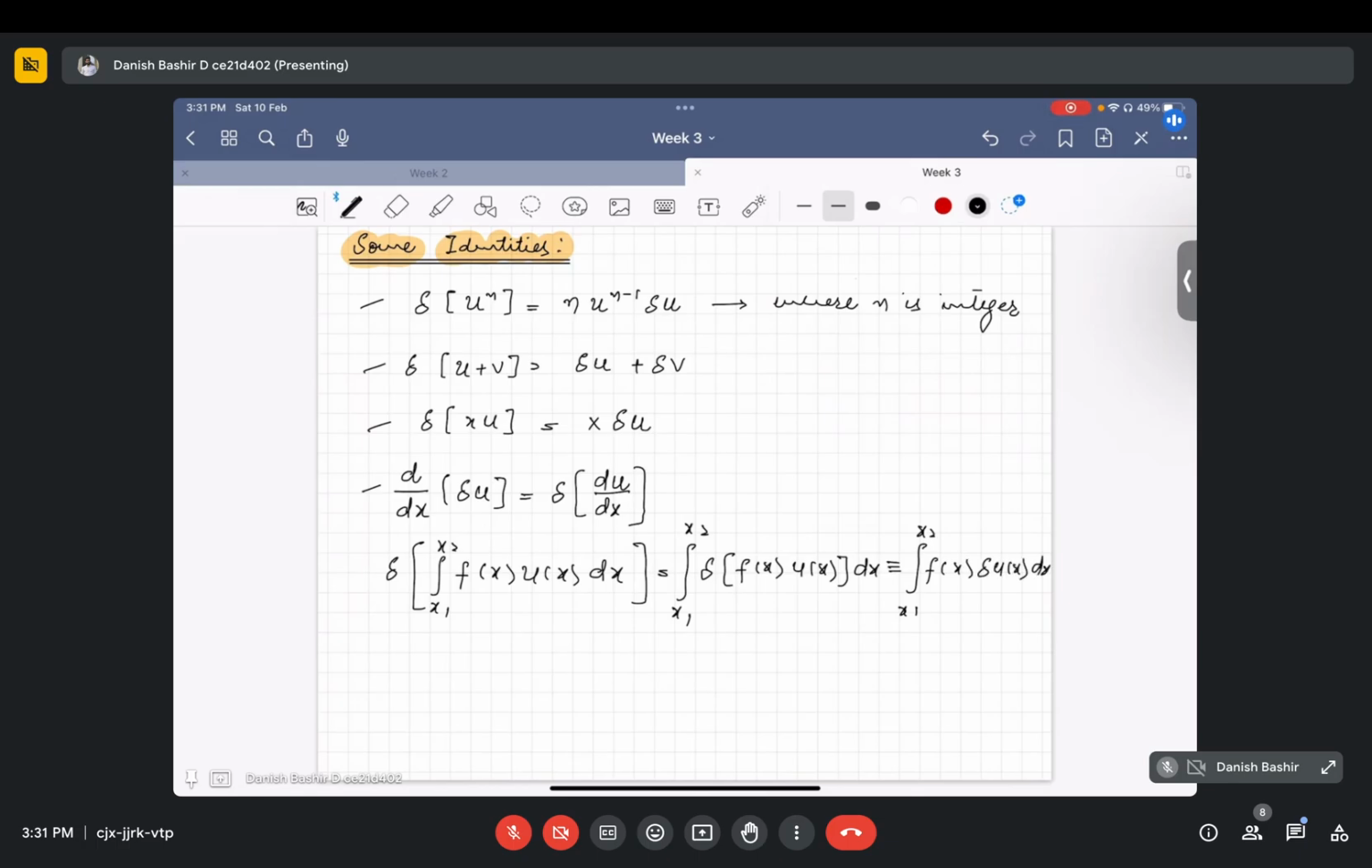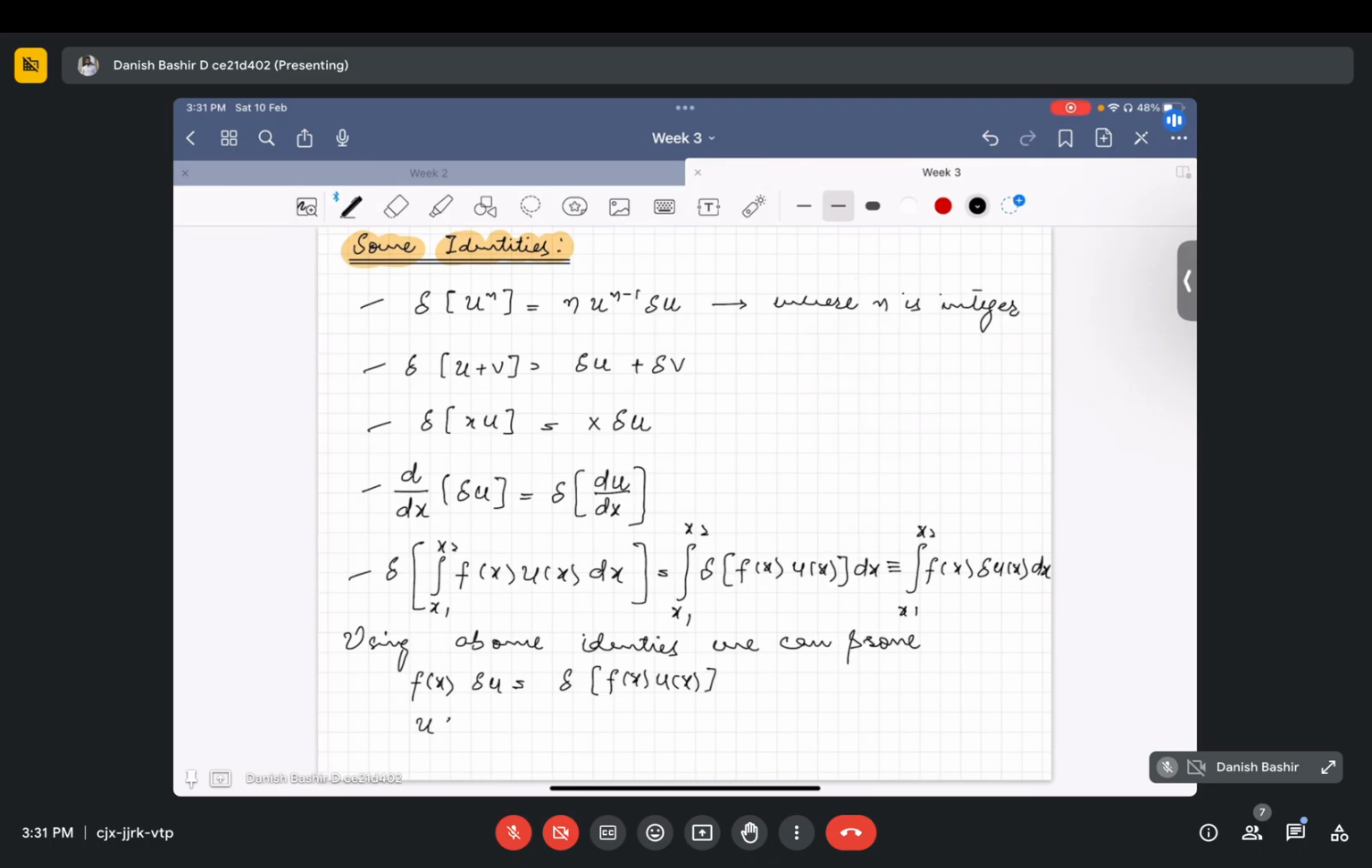These are very important identities because we will be using them. Using all these identities above, we can prove that some function f of x multiplied by the variation of u is equal to the variation of both the functions, f of x times u of x.